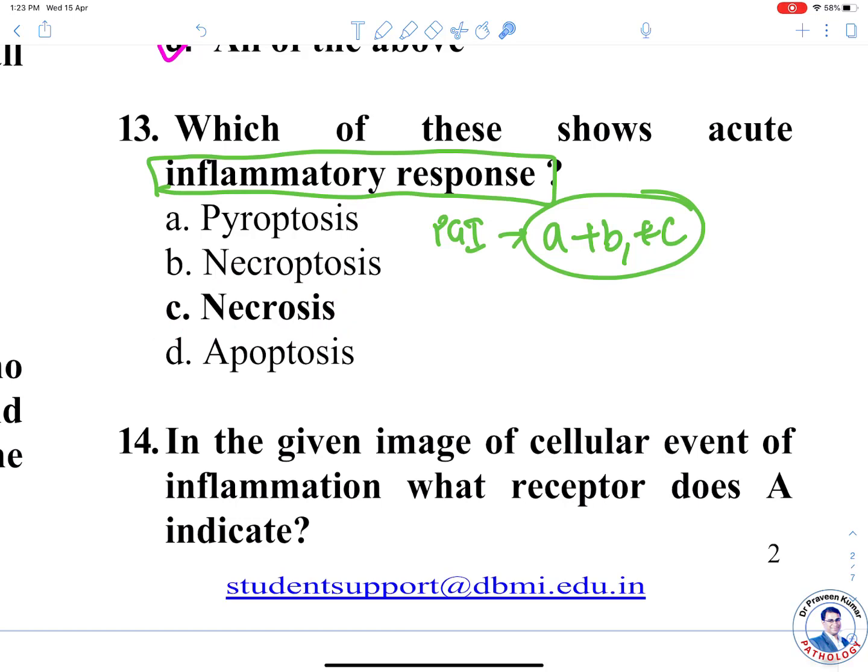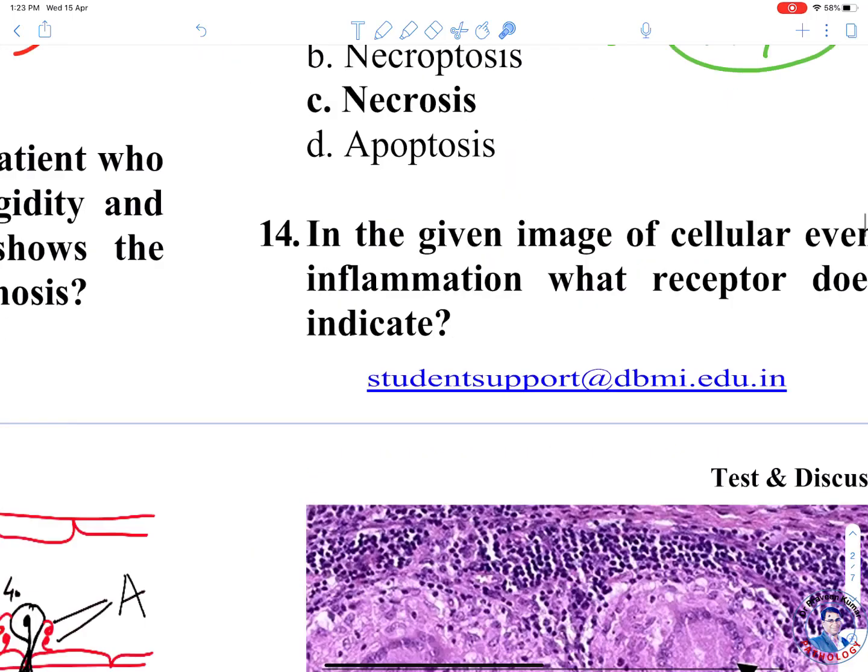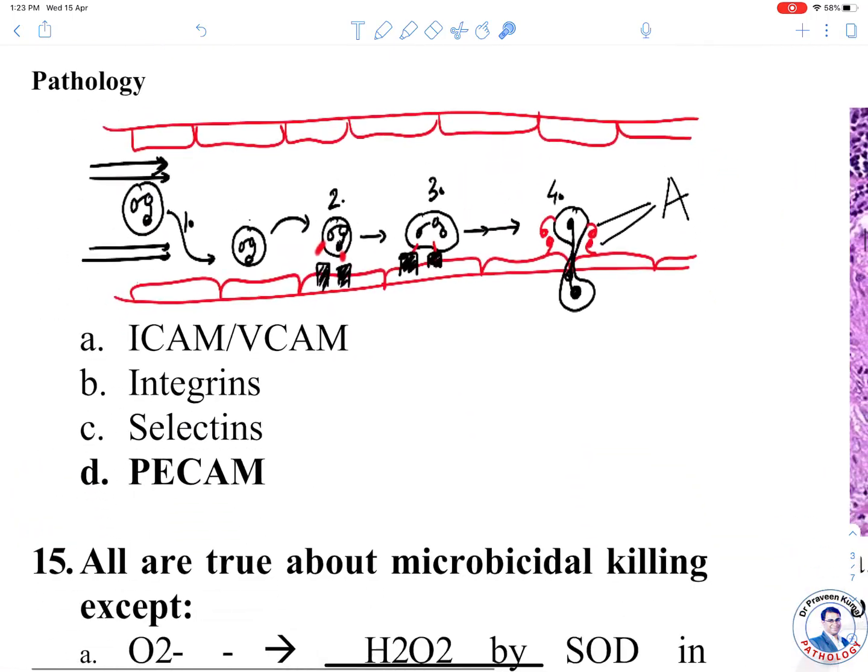Pyroptosis will also show you. But when you look at these questions asked by AIIMS or NEET, you have to choose the best answer. Pyroptosis will have fever and will have inflammation. Necroptosis will ultimately end with necrosis, agreed. But started with apoptosis, the component of inflammation will be less. But necrosis will always show you this. The best answer therefore is necrosis. So this was a straightaway question.